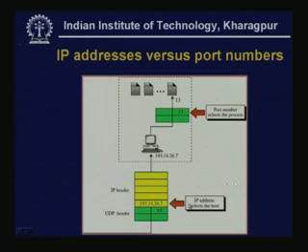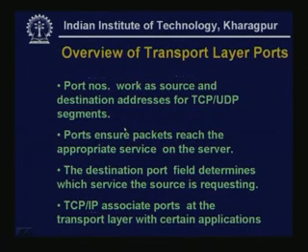Once again, the IP address selects a host, and then the port number selects a process. When you give a destination IP address, it reaches the particular host, and then in that host it looks at the port number and selects the process which is using that particular port number. So, port numbers work as source and destination addresses for TCP or UDP segments. Ports ensure packets reach the appropriate service on the server. The destination port field determines which service the source is requesting. TCP/IP associates ports at the transport layer with certain applications.